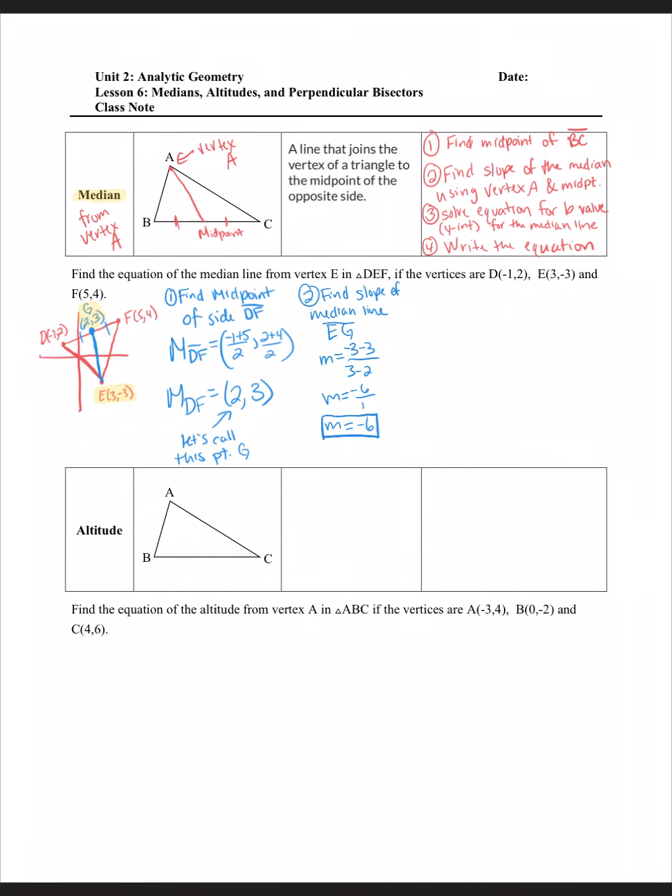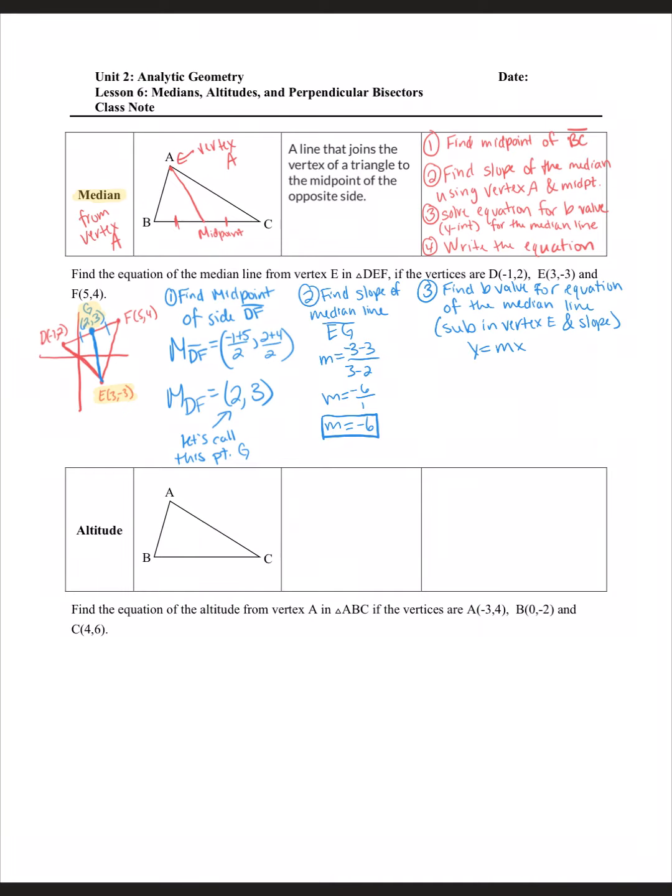Now we know from our linear relations unit and linear systems unit that we need slope and y-intercept. So I have my slope, I need to find my y-intercept. So that's our third step. We're going to find the b value for the equation of the median line. So we can sub in the information we have. We can sub in a point. We'll sub in vertex E, because that was the point given to us, and we'll sub in our slope.